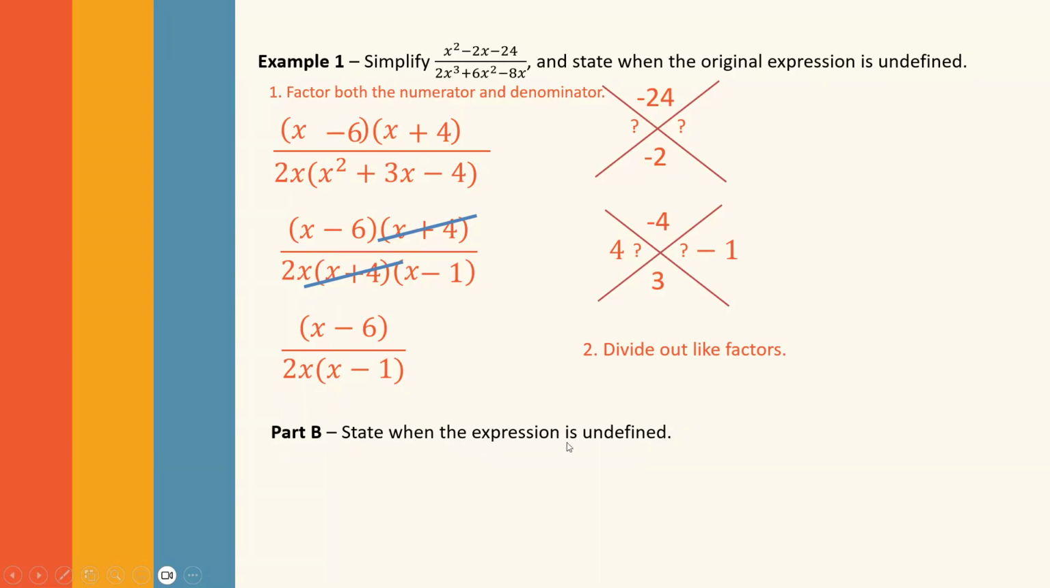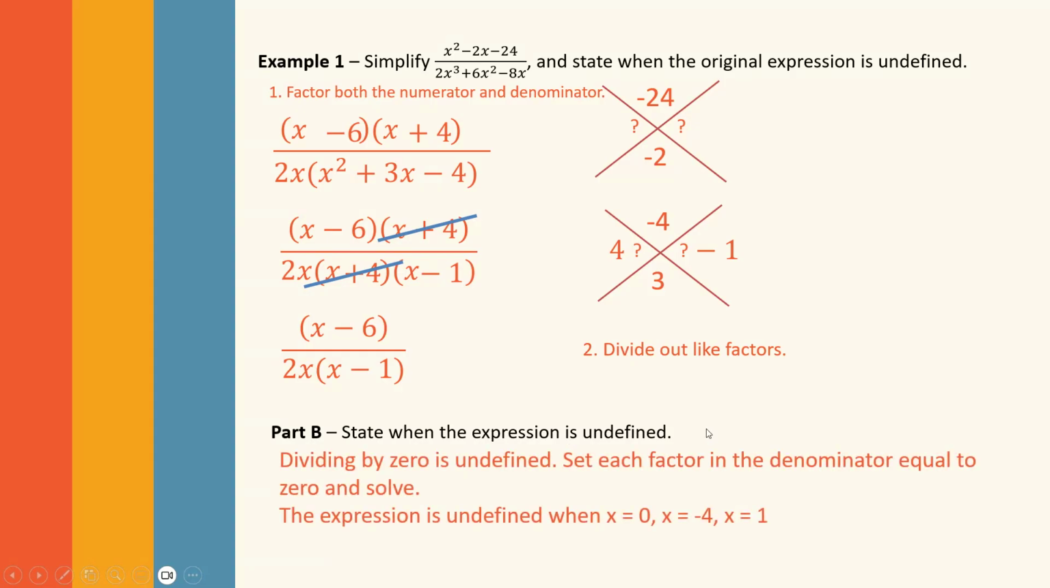State when the expression is undefined. So dividing by 0 is undefined. So to go back to your denominator, this part where it was fully factored, and any value of x that would make a factor 0 is when it's undefined. So what would make 2x 0 would be 0, -4 plus 4 would be 0, and 1 minus 1 is 0. So the expression is undefined when x equals 0, x equals -4, or x equals 1.